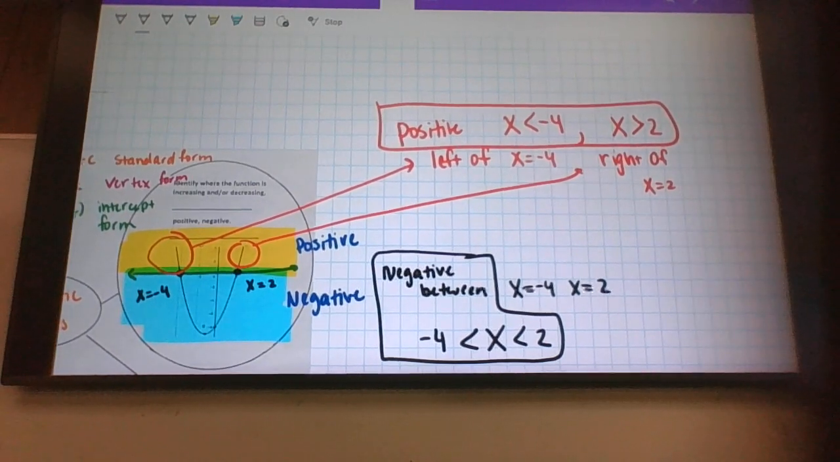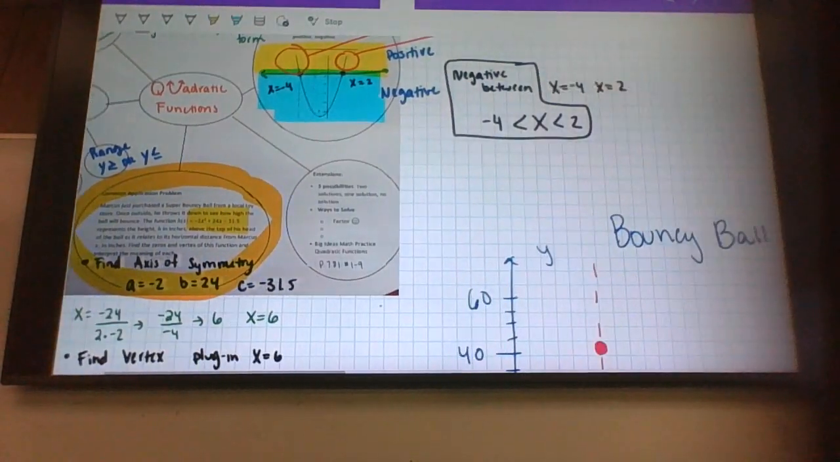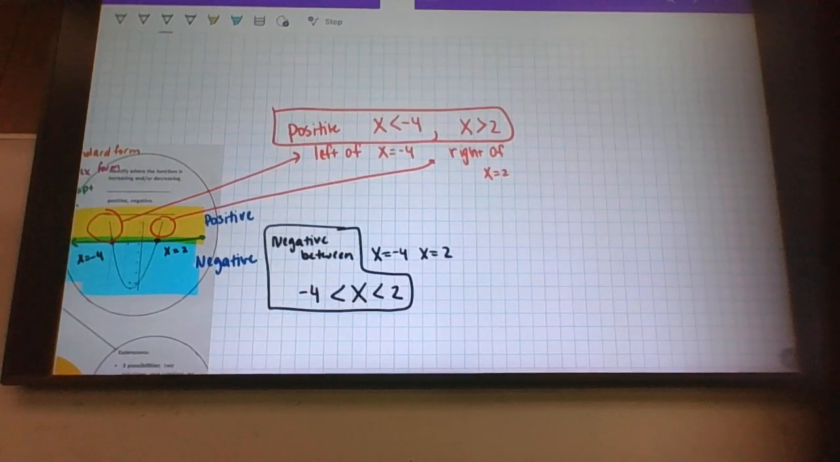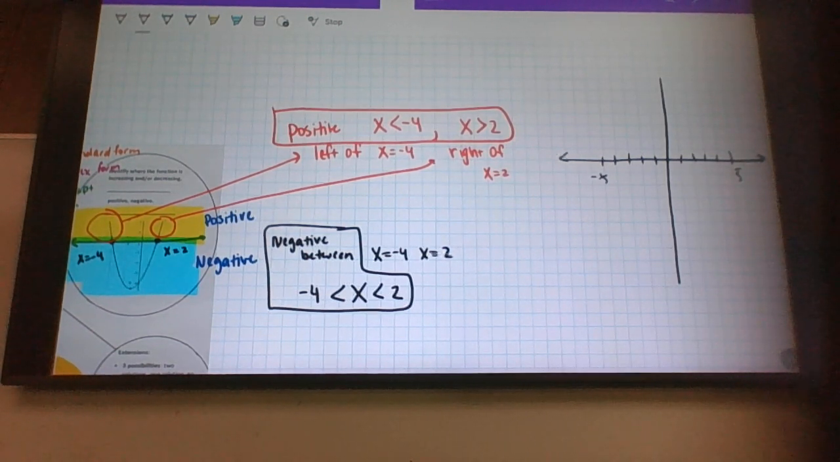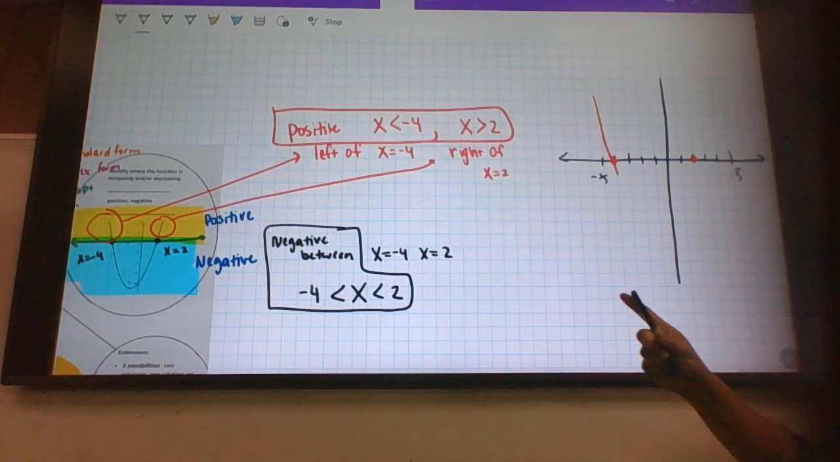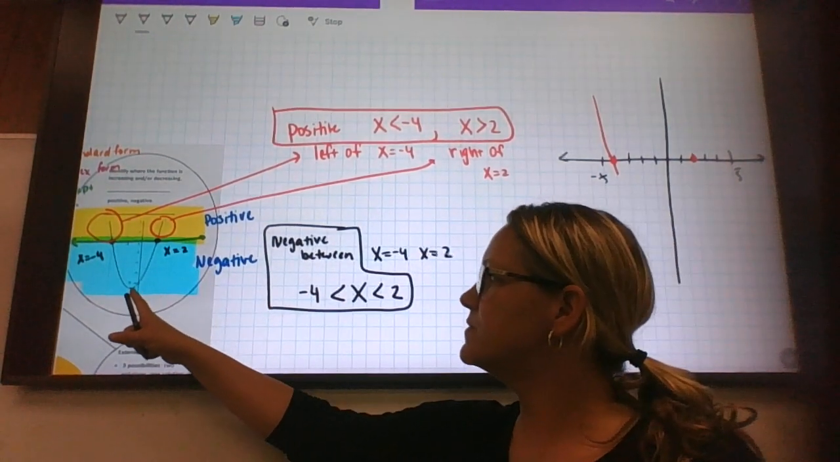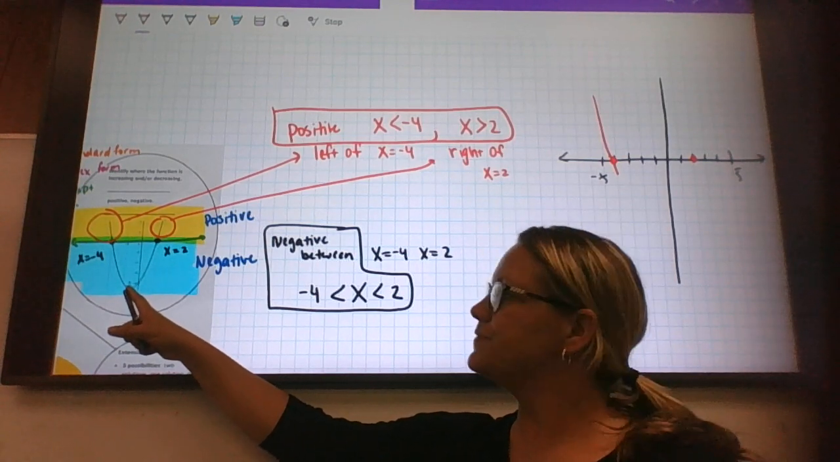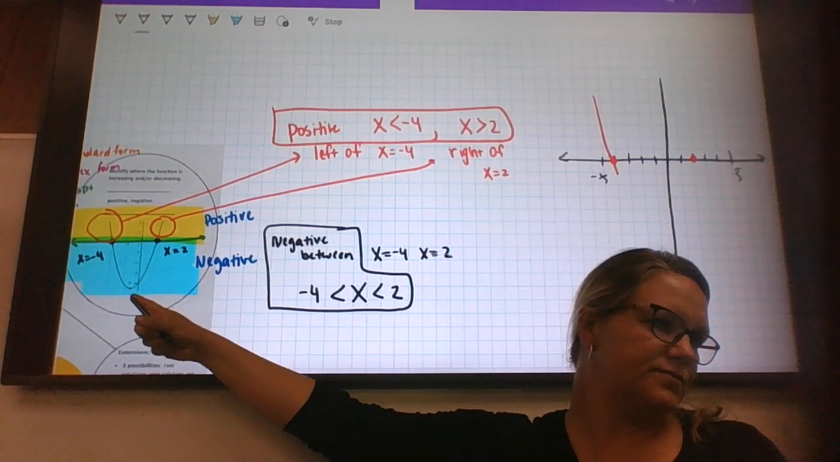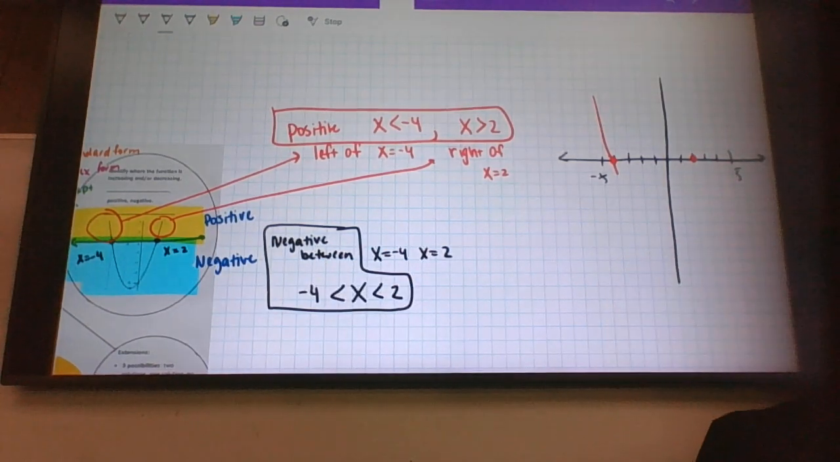All right, next we have to talk about when it is increasing and decreasing. So I'm going to redraw it. What's that vertex, guys? What's this point? -1, what? -9? It really needs to be right.